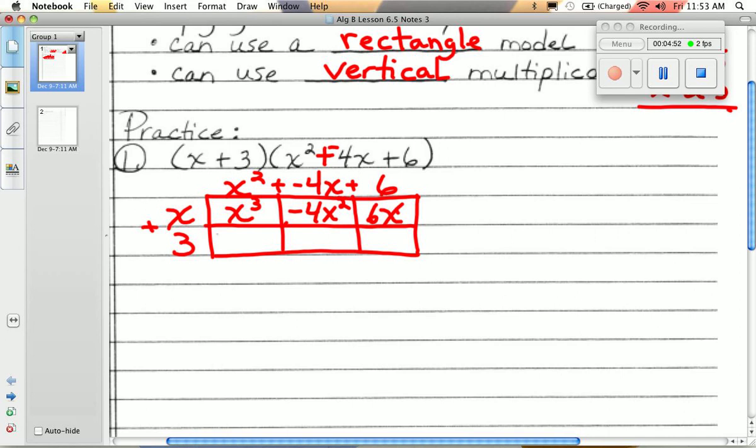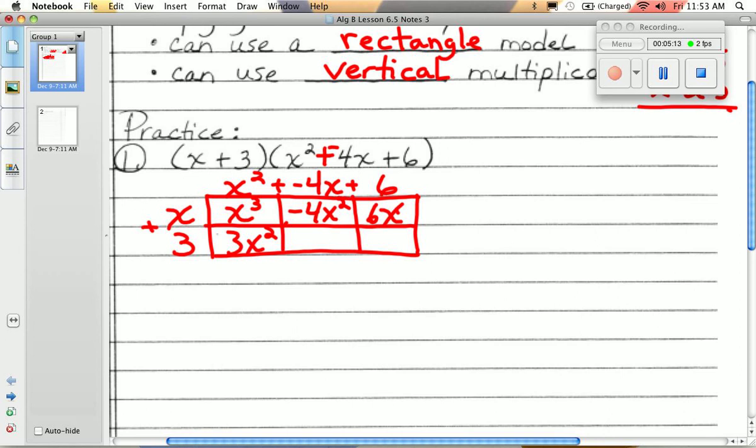What's the width of this first rectangle down here in the bottom? 3. And its length is? X squared. So length times width? 3x squared. The area of this little rectangle is 3x squared. Oh, that's just neat.